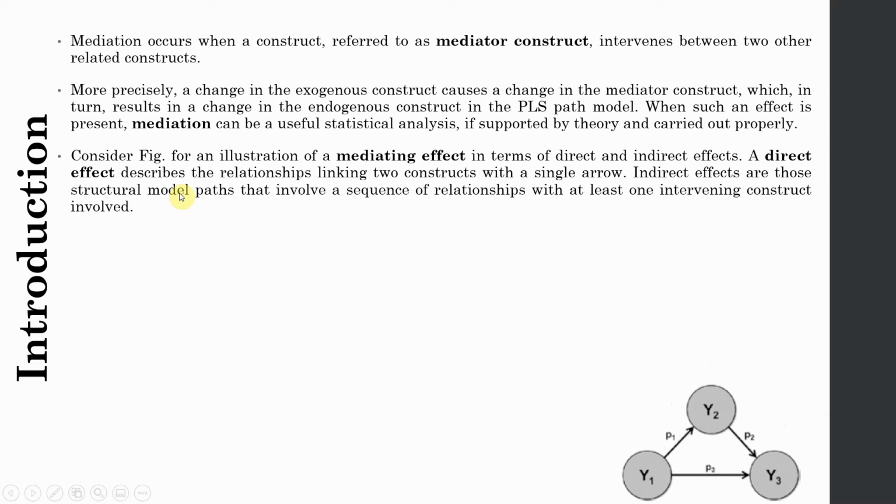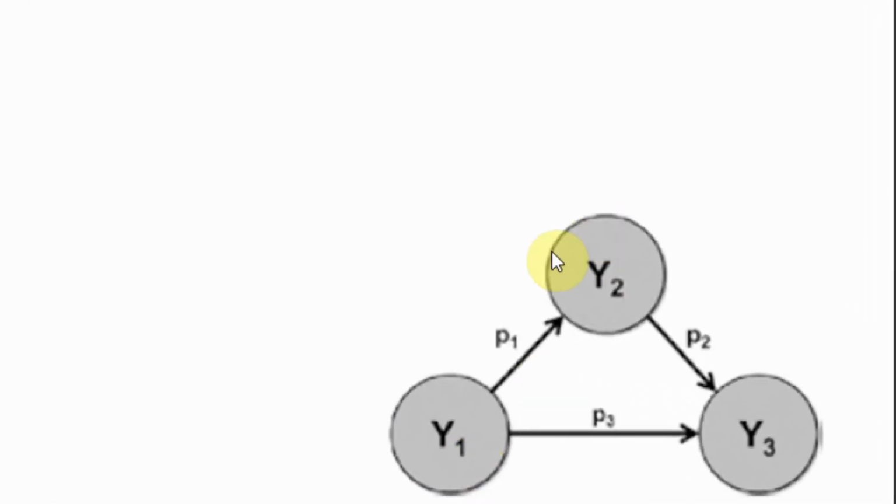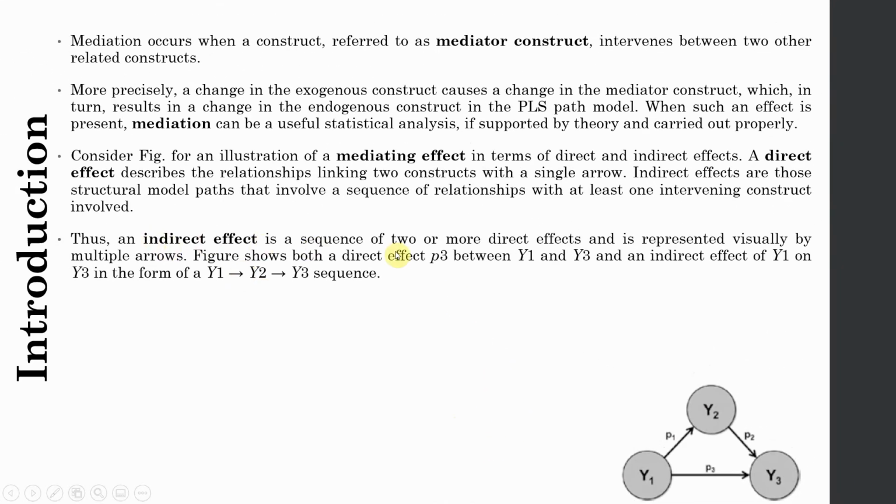Indirect effects are those structural model paths that involve a sequence of relationships with at least one intervening construct. Now look at this. There is a sequence of relationships between y1, y2 and y3. y1 influences y2, y2 influences y3. So your y2 is your mediator construct or mediating variable. In this case, we only have one intervening construct, but there could be more than one. An indirect effect is a sequence of two or more direct effects, in this case y1 to y2, y2 to y3, and is represented visually by multiple arrows.